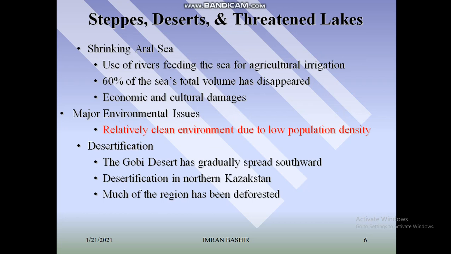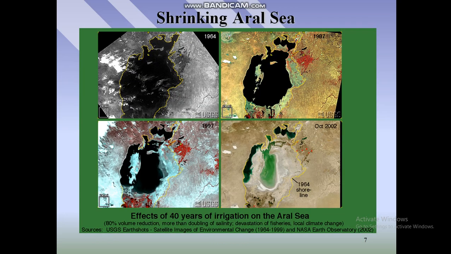Steppes, deserts and threatened lakes. The Aral Sea is shrinking because the rivers feeding the sea are used for agricultural irrigation. 60% of the sea's total volume has disappeared, causing economic and cultural damage. Major environmental issue: a relatively clean environment due to low population density. Desertification: the Gobi Desert has gradually spread southward, and there is desertification in northern Kazakhstan. Much of the region has been deforested. Shrinking Aral Sea.